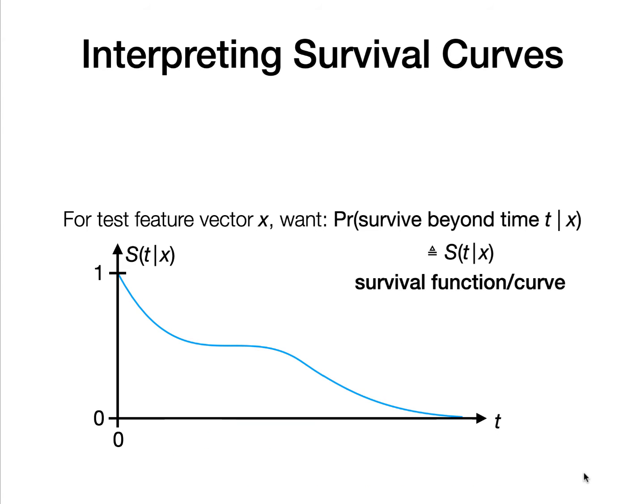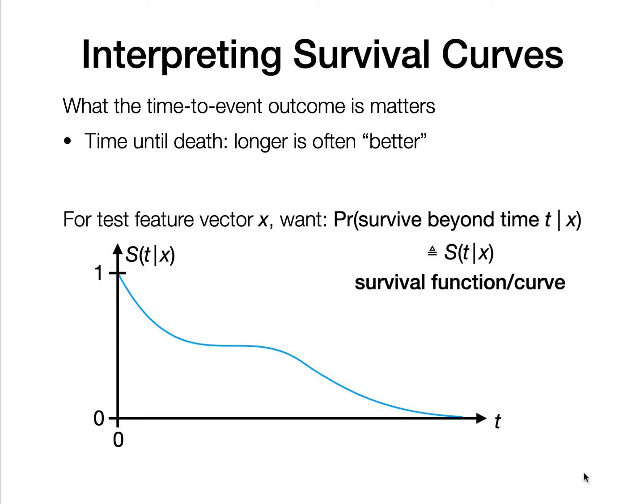So I'll say a little bit about interpreting these survival curves. What the time to event outcome is matters here. For example, if the outcome is time until death, then typically longer is considered better. Whereas if you were looking at an outcome such as hospital length of stay, usually longer is considered worse. So depending on your time to event outcome, you need to have some idea of directionality, whether longer time until your event is considered better or worse.